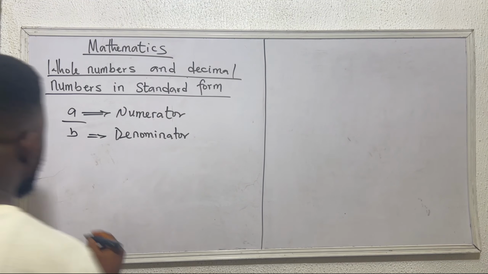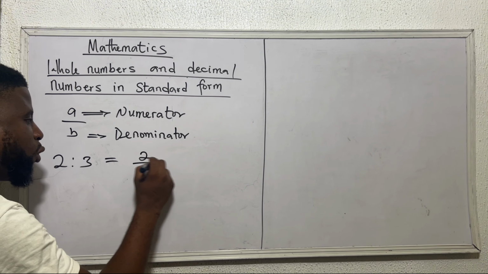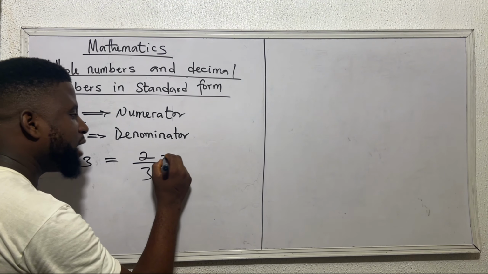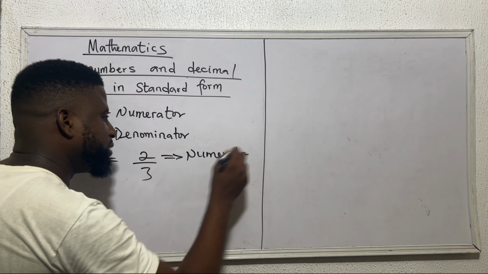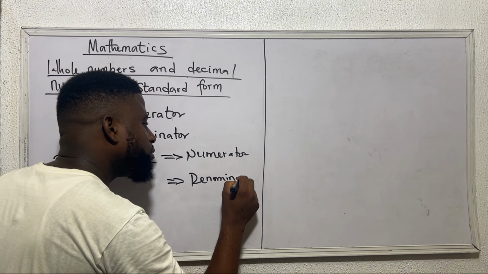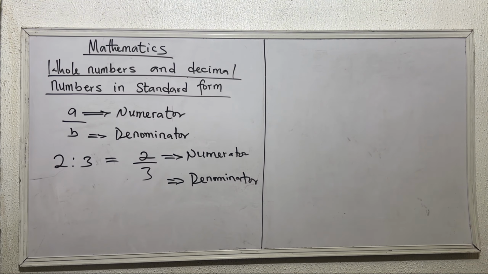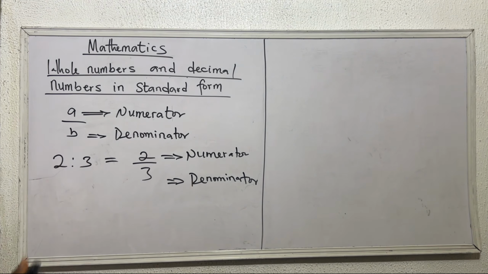For example, if we have 2:3, this is the same thing as 2 over 3, right? Where 2 is the numerator and then 3 is the denominator. So, numbers expressed in form of ratio are fractional numbers.